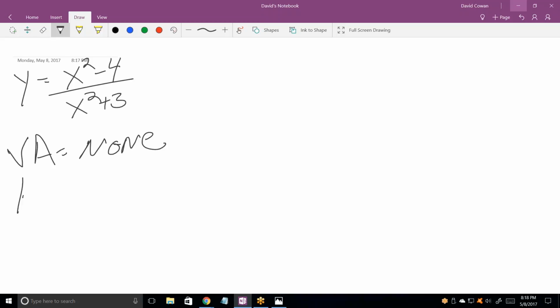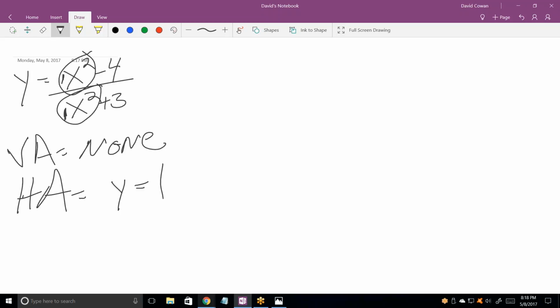Horizontal asymptote. X squared minus 4. Look to the power of x. X squared is the highest power in the numerator, and x squared is the highest power in the denominator. Therefore, where's the horizontal asymptote? It's the ratio of their coefficients. That coefficient is 1, that coefficient is 1. So 1 over 1. So y equals 1.